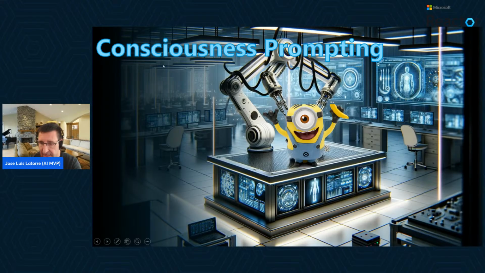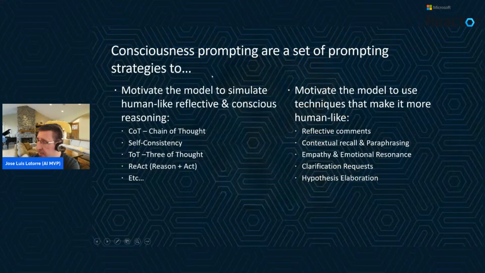This is a trend where you add in your prompt for your agent a personality that gives a more human-like behavior, to trigger some thought process that mimics somebody who is conscious. Yeah, sounds weird, but you can do that in two ways. One is to simulate human-like reflective and conscious reasoning. So you have strategies like chain of thought, self-consistency, tree of thought, ReAct. Well, that's usually already done by all reasoning models. You have more ways to do that.